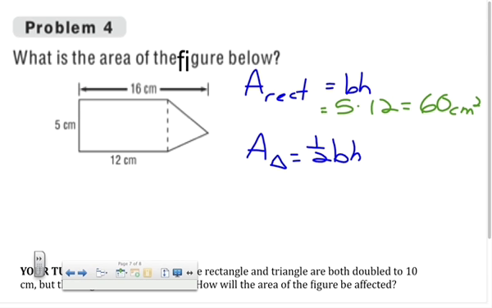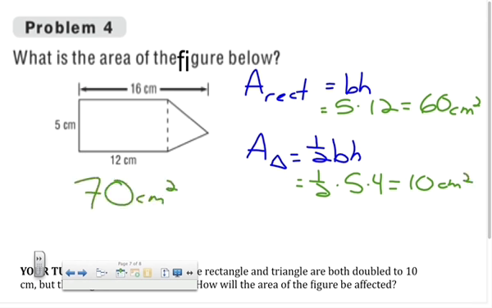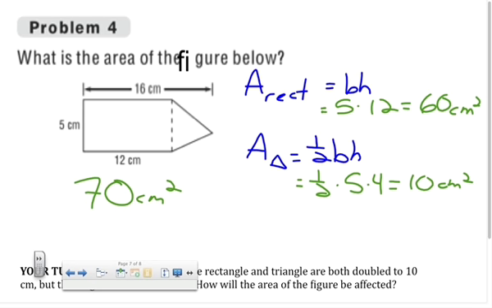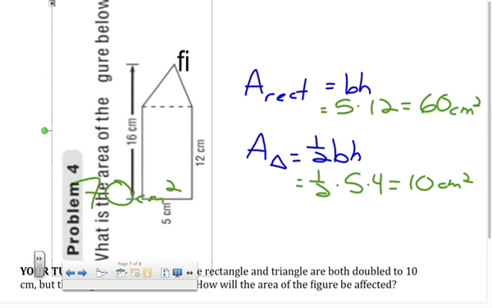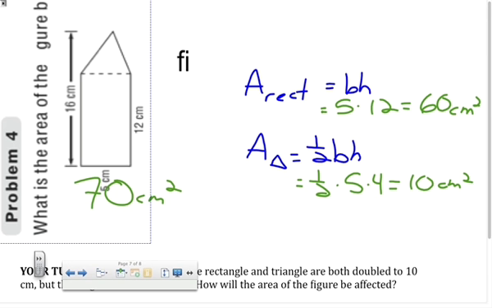For the area of the triangle, what is the base of that triangle? It's 5, and the height of it is 4. So we have 1/2 times 5 times 4, giving us 10 square centimeters for the triangle, which means the total is 70 square centimeters. How do you get the 4? Fantastic question. If this whole thing is 16, and this part of it is 12, what's left? 4.